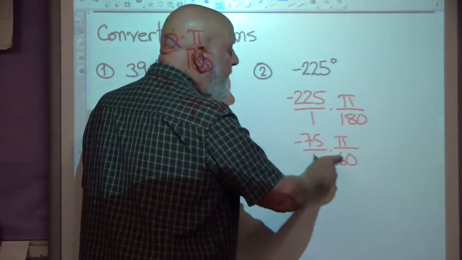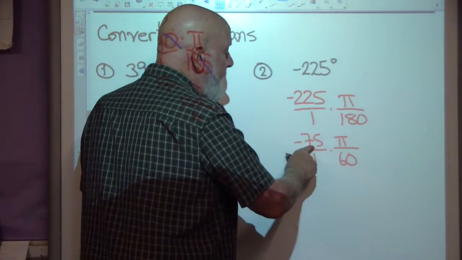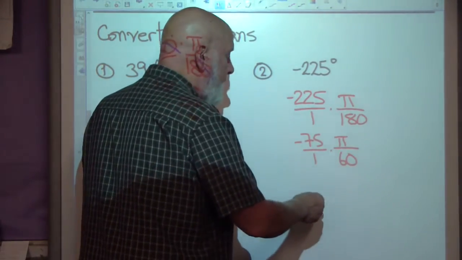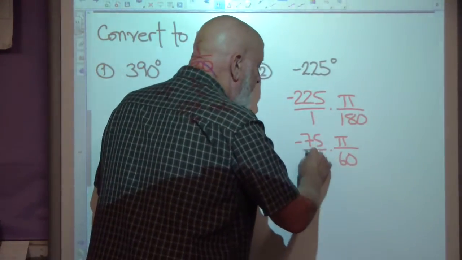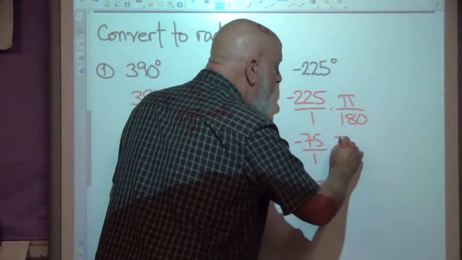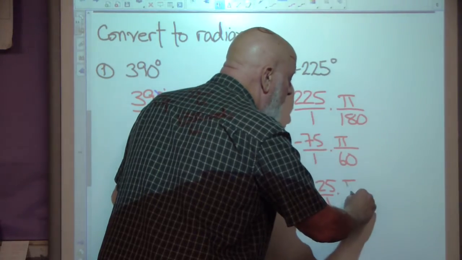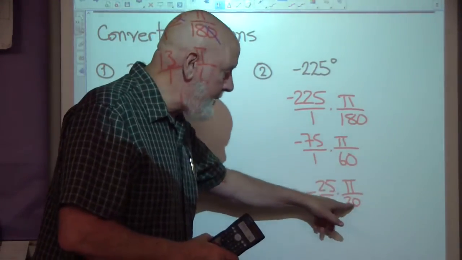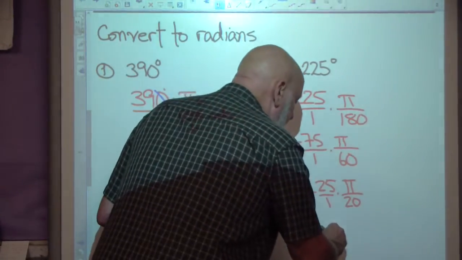I say, hey, these will both divide by 3 again. So I could have divided by 6. 7 plus 5 is 12. 12 will divide by 3. 60 will divide by 3. So I'm dividing by 3 again. 25 over 1 times pi over 20. I say, hey, both of these will divide by 5. So I'm going to do that.